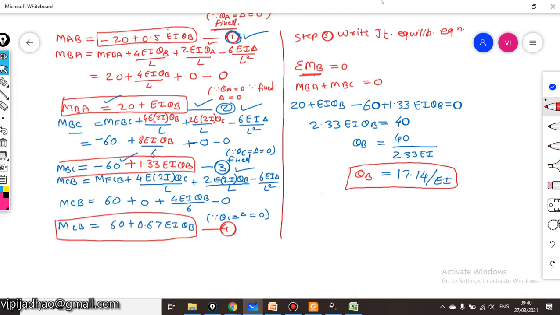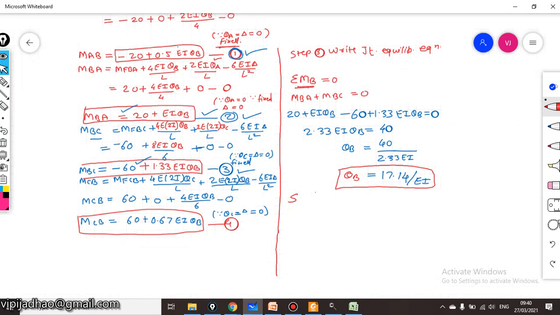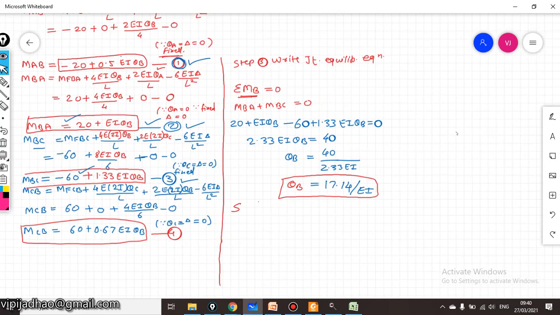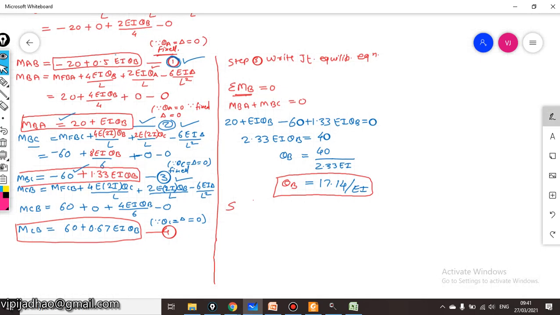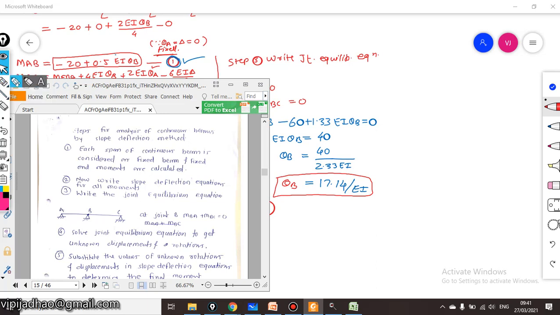Okay, so the next step is to find out the final end moment. So step number 4, to find out the final end moment. You can see here the steps given. Step number 4, we have to solve the joint equilibrium equation, which we have already solved.